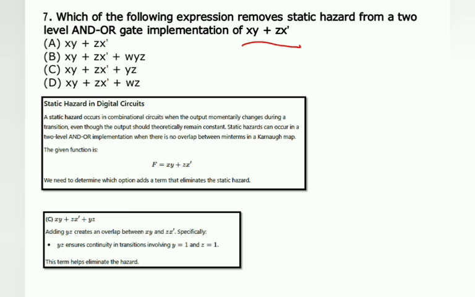So we have to select an option such that it creates an overlap between the xy and zx dash. Specifically, yz ensures continuity in the transitions. So xy, zx. If you add the yz, then it gives the continuity in the transitions with y and z equal to 1. So this term helps eliminate the hazard. Or else we can solve this problem using the consensus theorem or rule of consensus in the identity. Okay. So option C is the correct one.